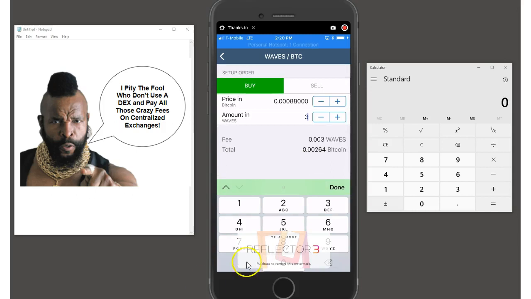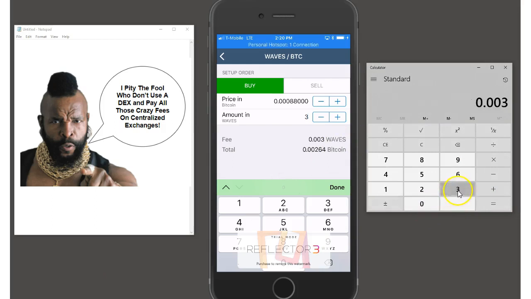And look at this. This is what I really want to stress. Look at the fee. 0.003 Waves. And we're going to come over to the calculator here, and talk about what that means. 0.003 times, and the going rate for a Waves coin right now is $14. So I'm going to go times 14 equals 0.042. So it's going to cost me 4 cents to do this trade.